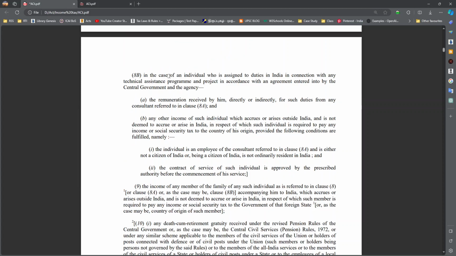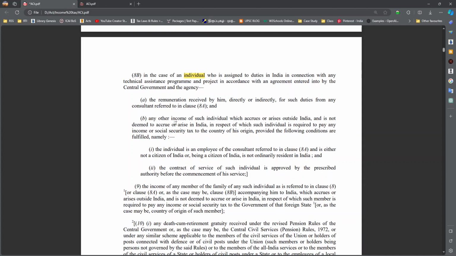In the case of an individual who is assigned to duties in India in connection with the technical assistance program or project in accordance with the agreement entered into by the central government and the agency. So there is an individual who is assigned to duties in India. Maybe he is a non-resident or not ordinarily resident, any person attached to the technical assistance program, he is engaged in India and he is receiving some remuneration directly or indirectly for such duties, which is covered under clause 8A.